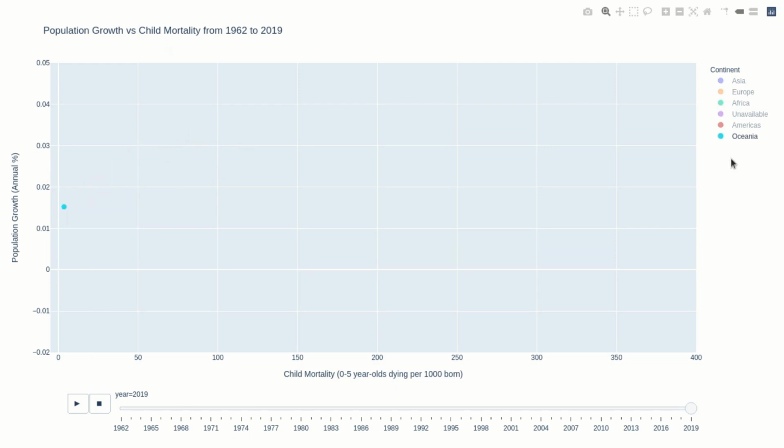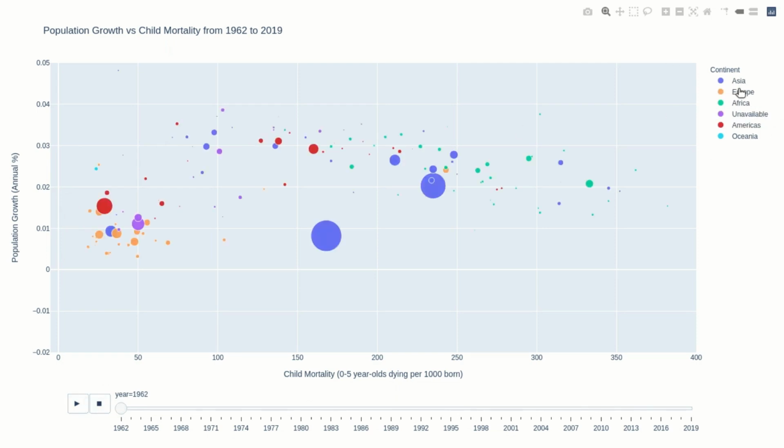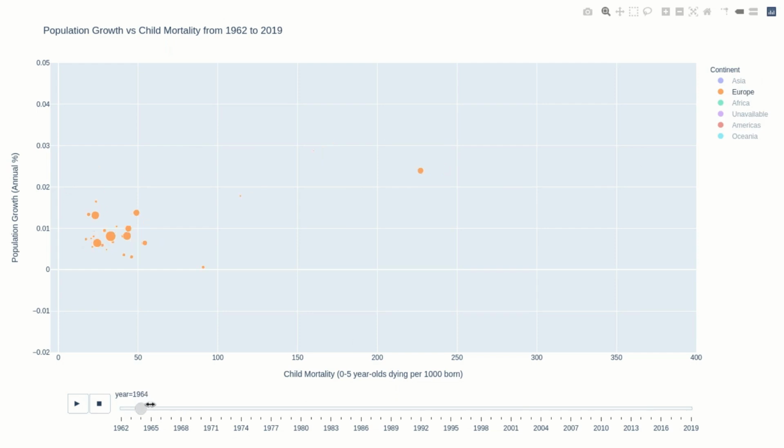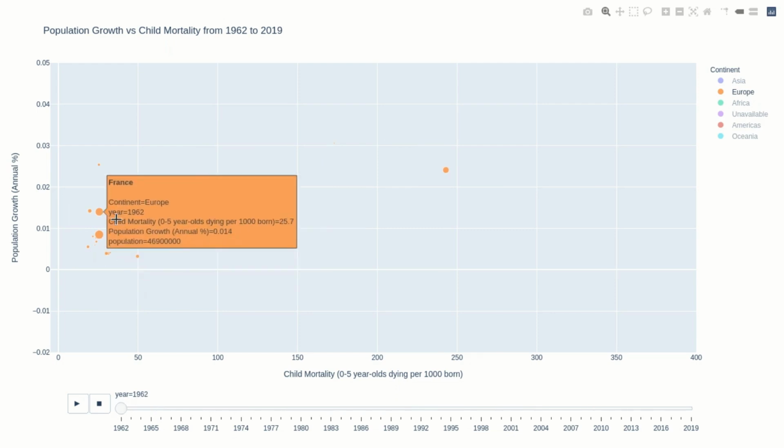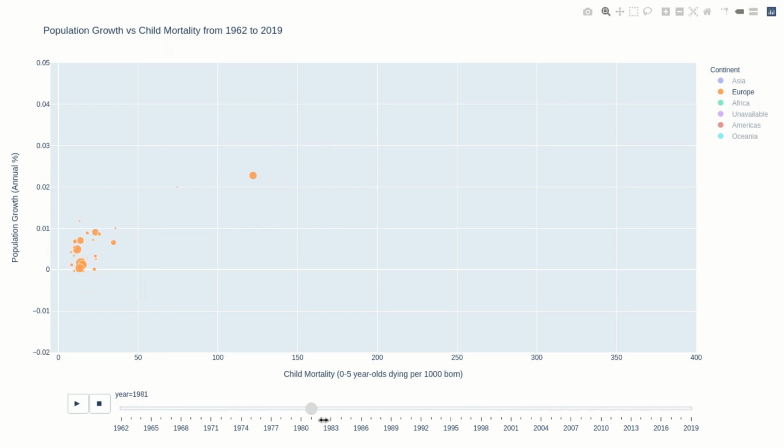So let's just have a look at Australia, which hasn't gone through much of a change. And then we have Europe, which again was doing well, and since Europe already had a decently low child mortality rate, they have mostly gone down. That is, their population growth rate has gone down, decreased.